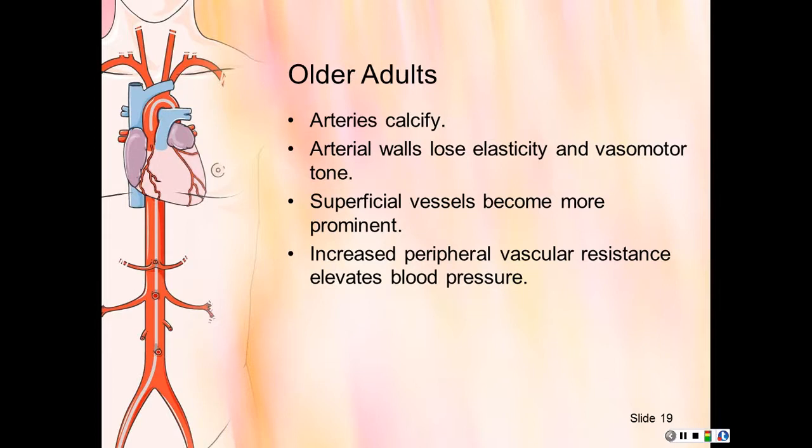In older adults, the arteries calcify, arterial walls lose their elasticity and vasomotor tone, and superficial vessels become more prominent, which will lead to more phlebitis or more varicose veins. And there's an increase in peripheral vascular resistance that elevates the blood pressure. This increase in peripheral vascular resistance is something that gradually happens over time, and that's due to the vessel walls of the arteries calcifying, and sometimes it's due to a smaller lumen of the artery itself, or the veins themselves. It's usually the arteries, because the veins don't tend to calcify as much.